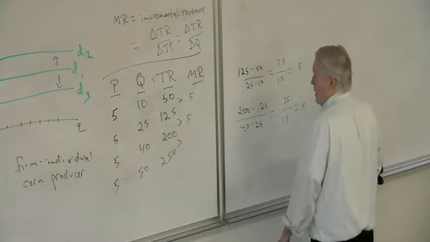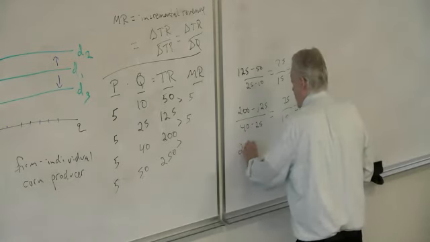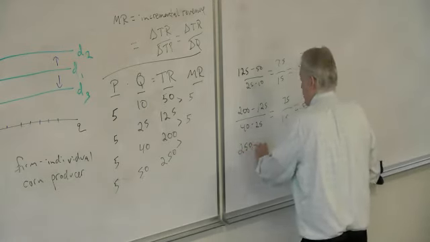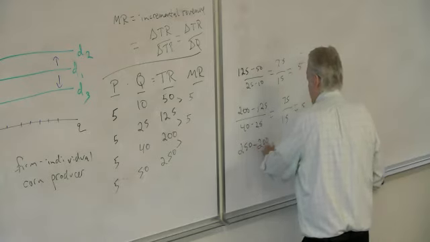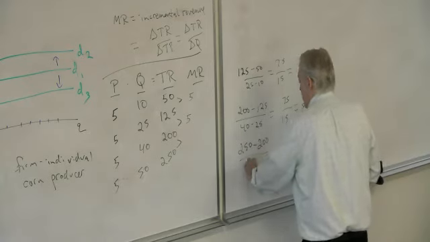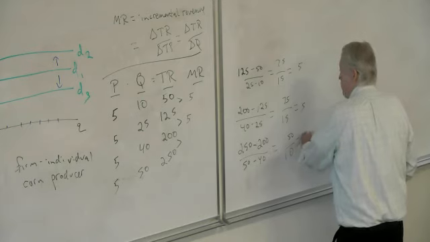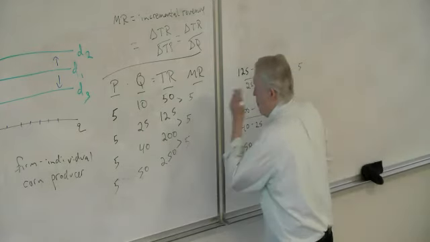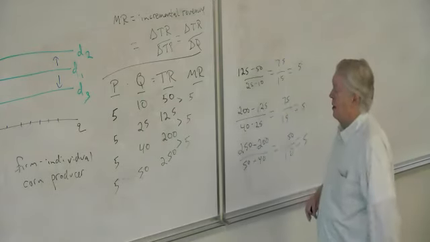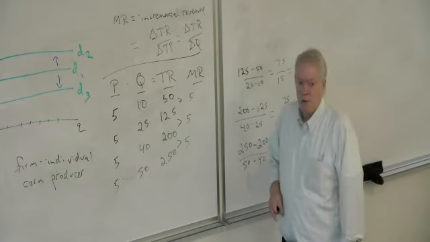And then between 40 and 50 units of output, the change in total revenue is 250 minus 200. So it goes from 200 to 250, and 50 minus 40 is the change in quantity. So we have 50 over 10, which again is 5. And so what do we have here? We have price equal to marginal revenue.